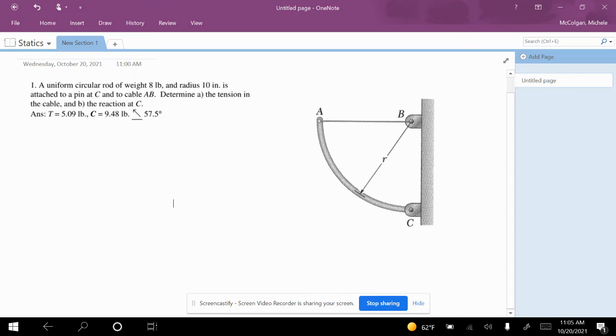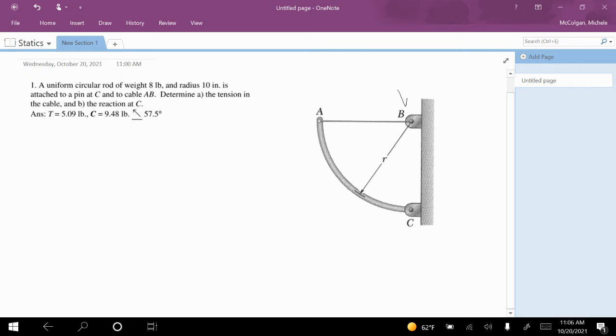Okay, so we're gonna work on this problem, and we see we have this uniform rod of weight 8 pounds and radius 10 inches, and it's attached to a pin at C and to cable AB, and we have to determine the tension in the cable and the reaction at C.